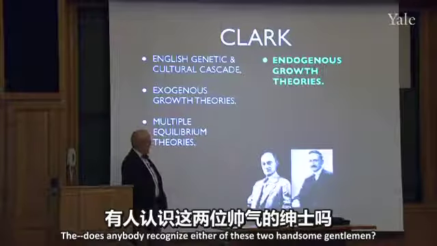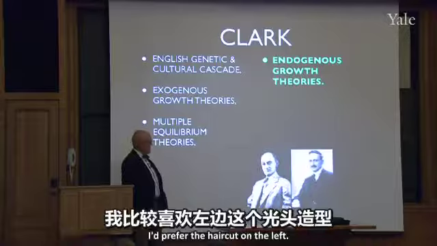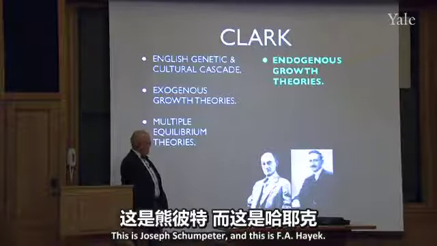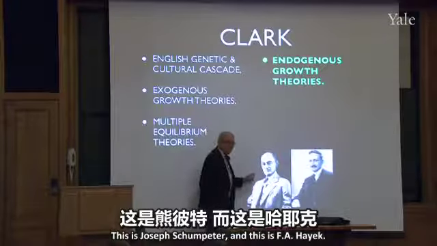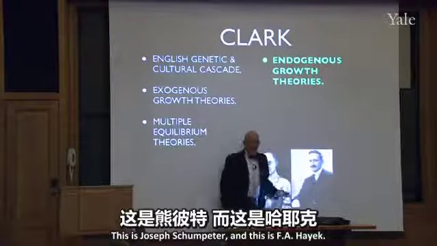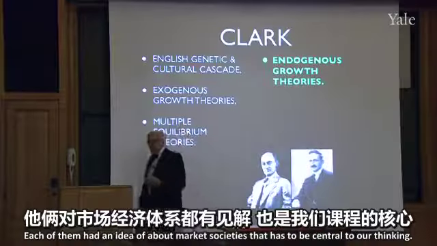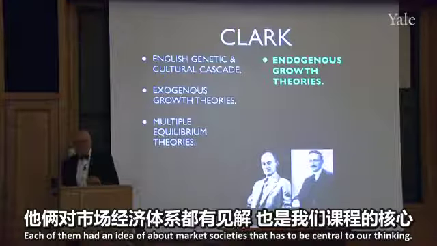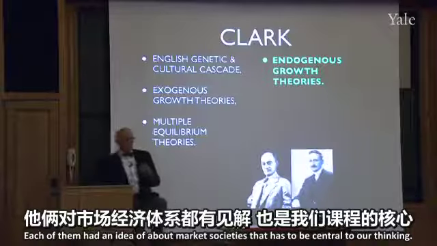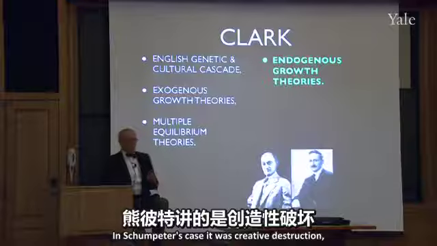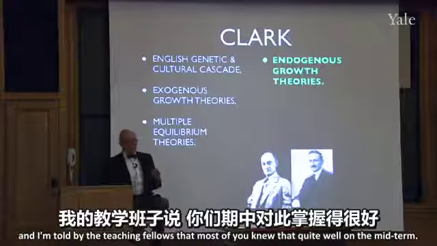And does anybody recognize either of these two handsome gentlemen? I prefer the haircut on the left. This is Joseph Schumpeter, and this is F.A. Hayek. And each of them had an idea about market societies that has to be central to our thinking. In Schumpeter's case, it was creative destruction. And I'm told by the teaching fellows that most of you knew that quite well on the midterm.